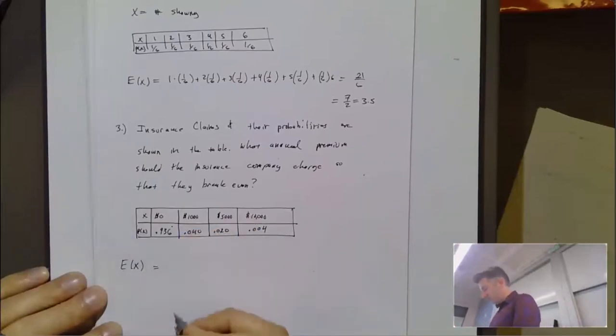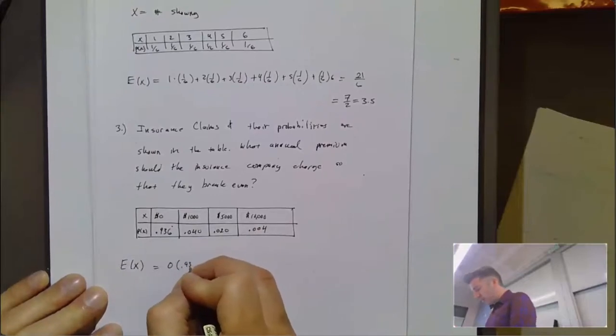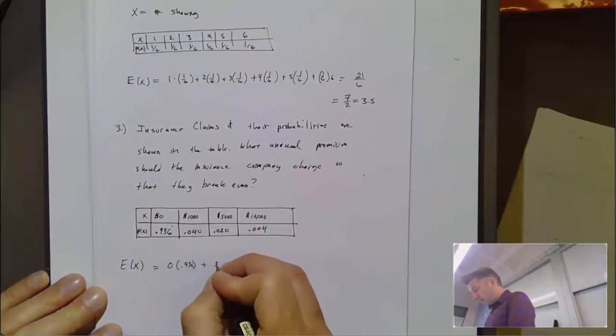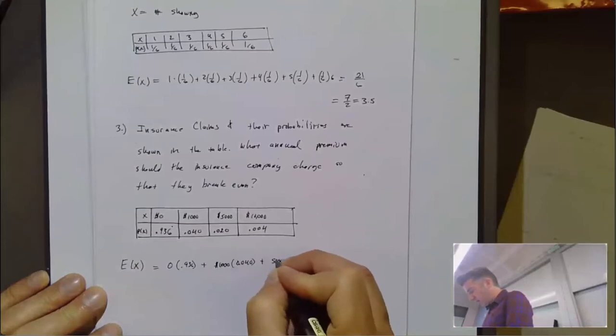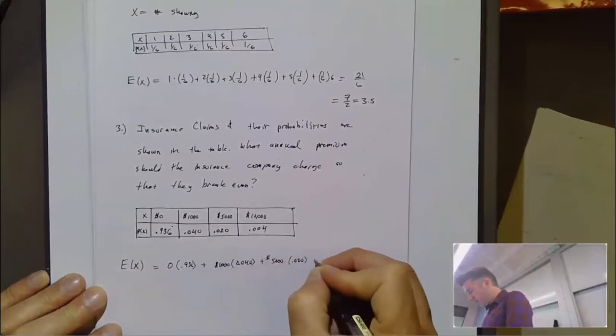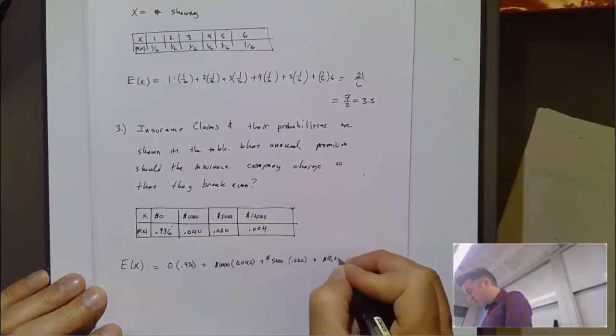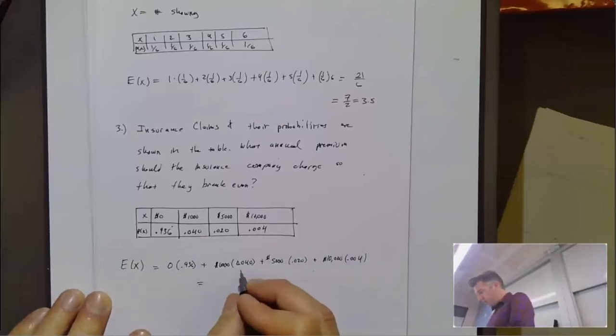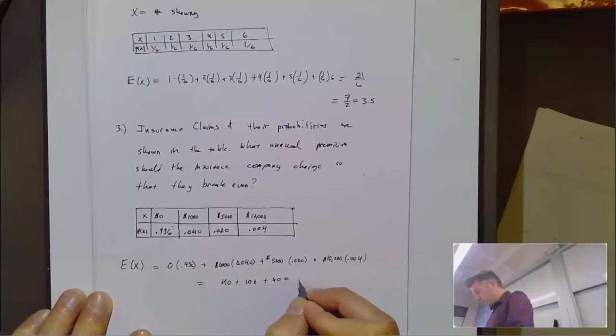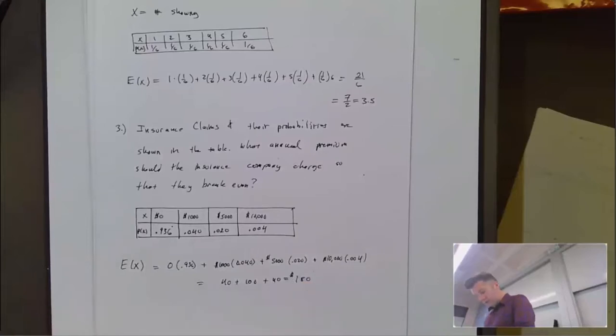Well, it's going to be the usual: $0 times, I really don't even need to write 0.936, plus $1,000 times 0.040, plus $5,000 times 0.020, plus $10,000 times 0.004. So that's going to end up being 0 plus 40 plus 100 plus 40, which seems like it's going to be $180. So if we charge each customer $180, then we should break even if we expect our claims distribution to look like this.